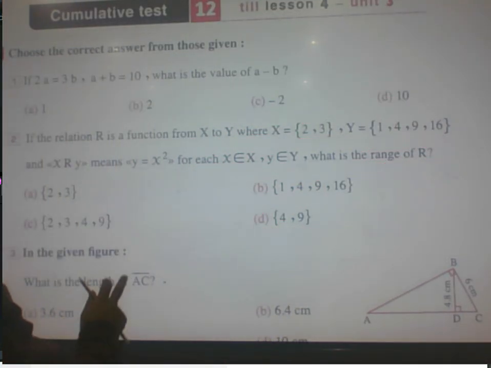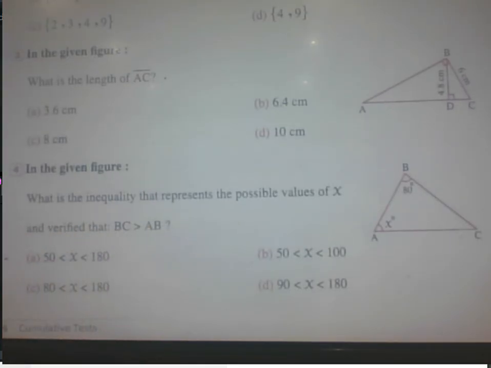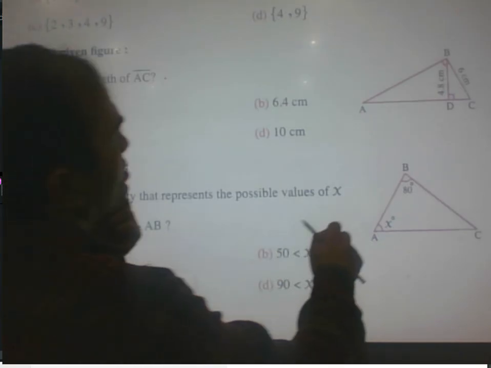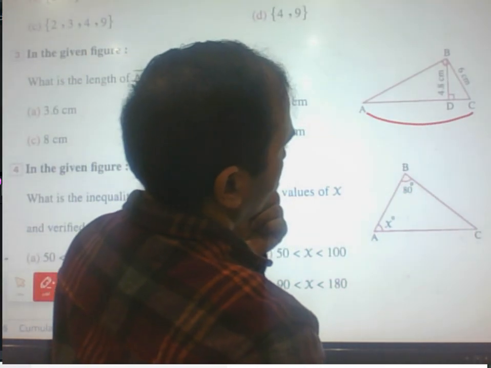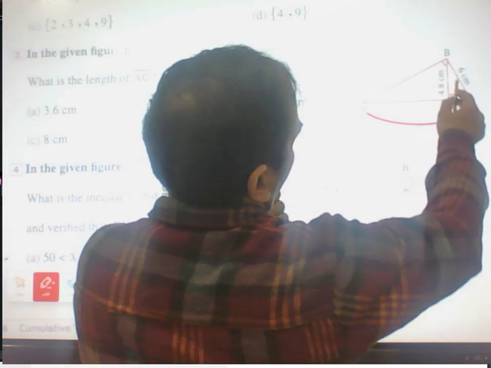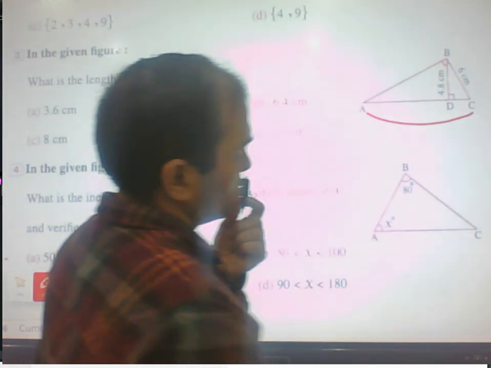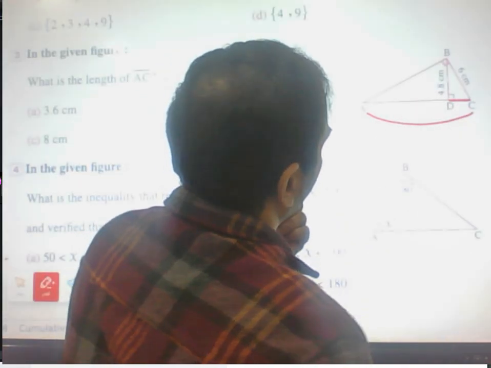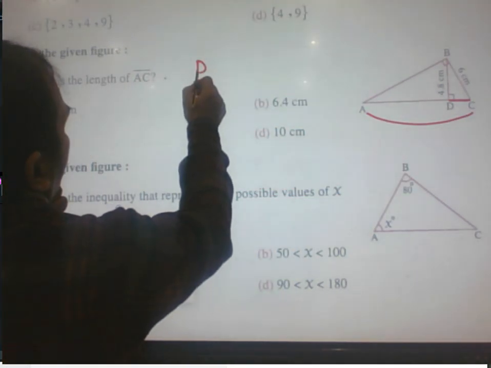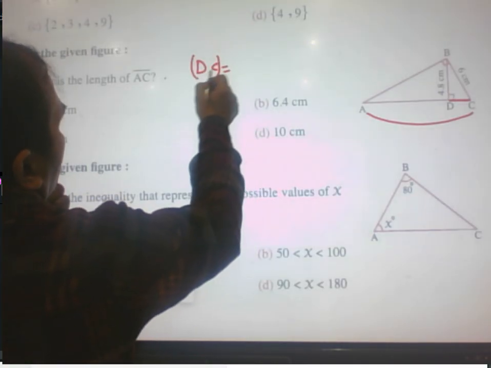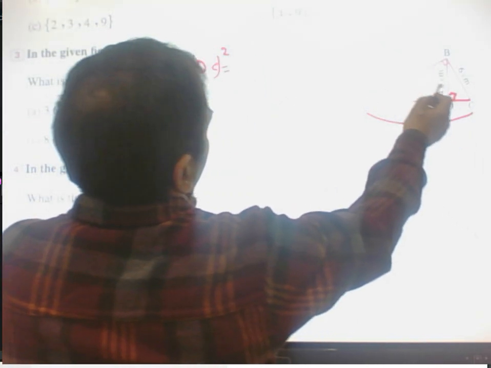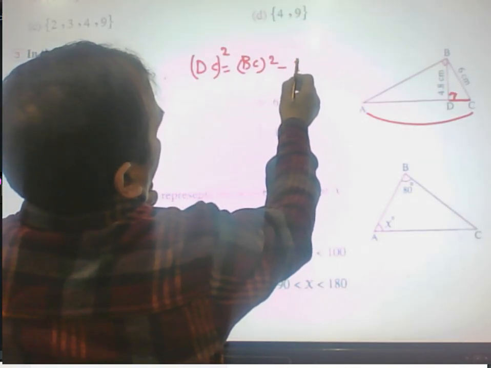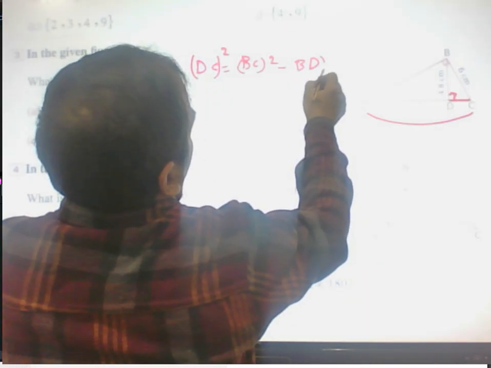Next question: in this triangle, we have a right angle triangle. We can use Euclid's theorem to find the length of EC. We want EC here. First step, we have BC 6 centimeters and BD was 4.8 centimeters. First I will find DC from the Pythagoras theorem, and then find the other side. Such that DC power 2 in the right angle triangle equals BC power 2 subtracted by BD power 2.